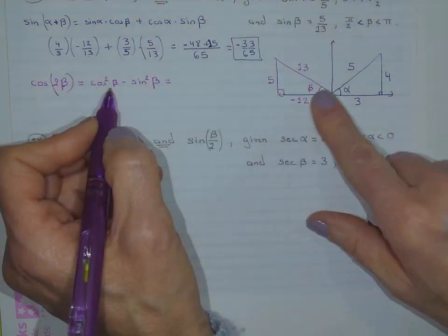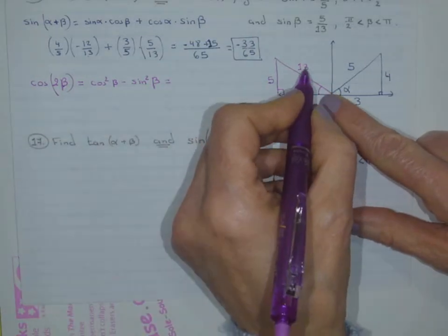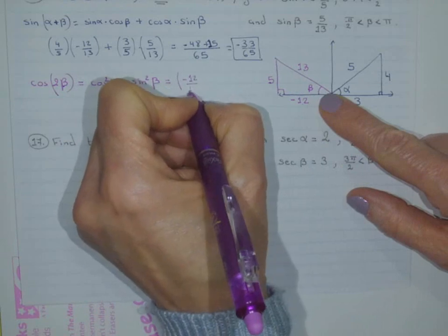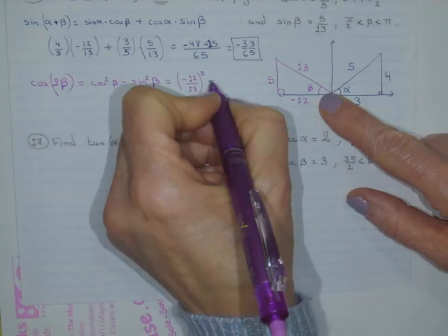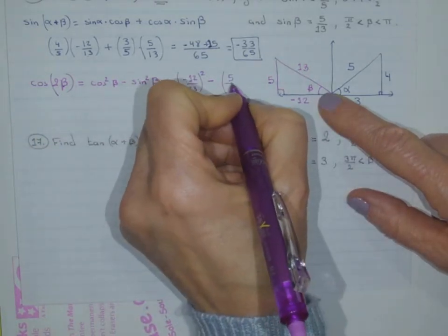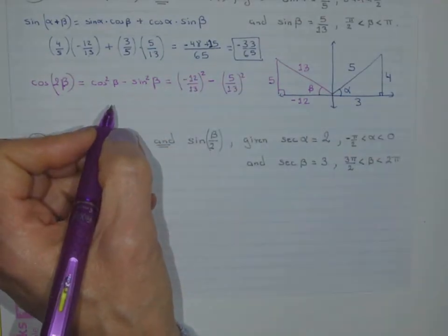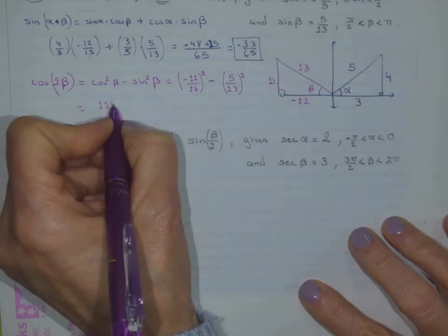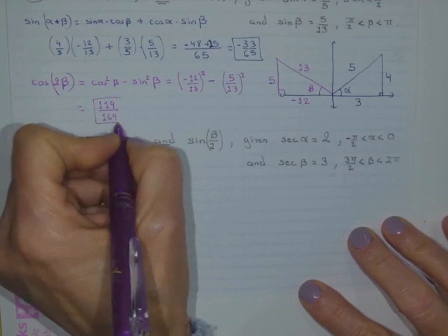So beta, this is this triangle with the angle beta, and the cosine will be adjacent over hypotenuse, so that will be a negative 12 over 13. It's squared, right, because my cosine is squared, and then minus the sine of beta. Sine will be 5 over 13, and it also squared. And then you're just simplifying that, put that in your calculator, and I got 119 over 169. Okay.